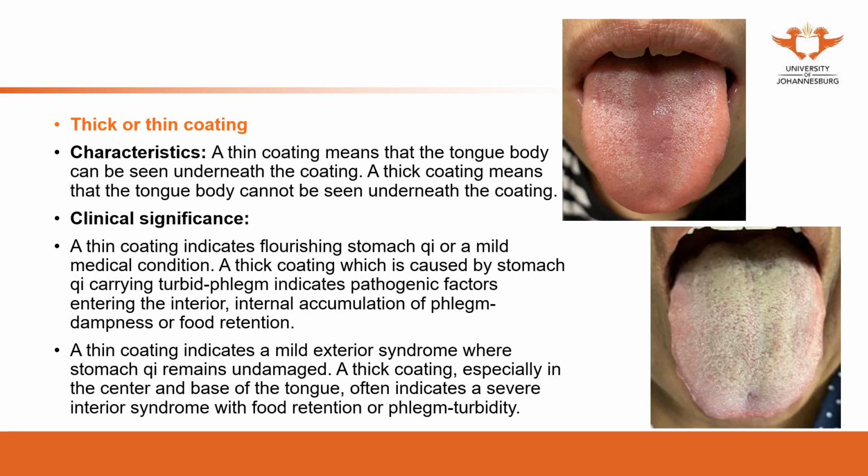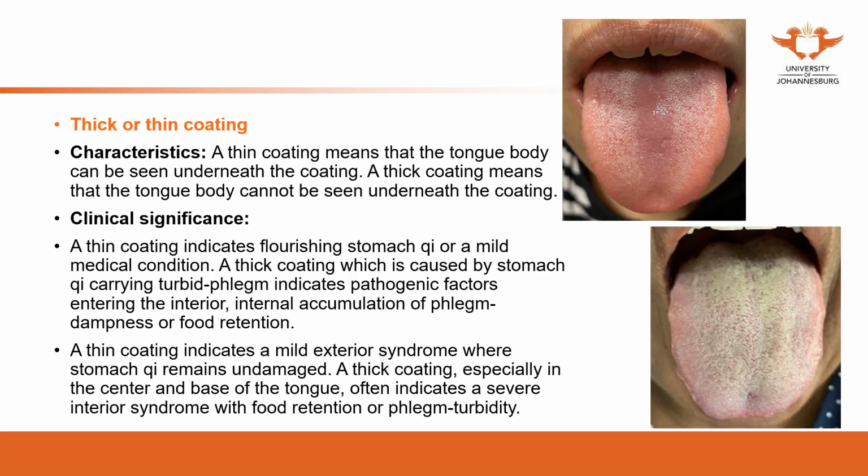So in other words, a thin coating means we can see through the coating. We can see the tongue. We can see the muscle of the tongue through the coating. A thick coating means that the tongue body cannot be seen underneath the coating.